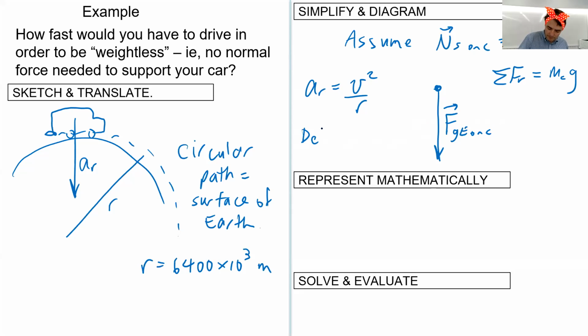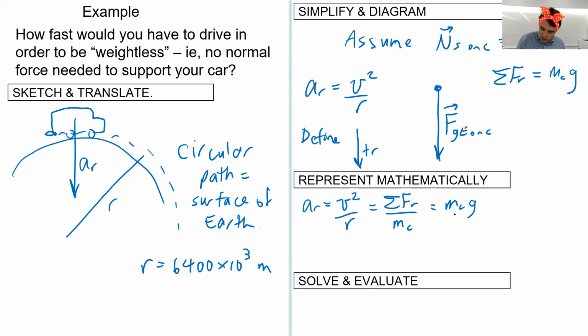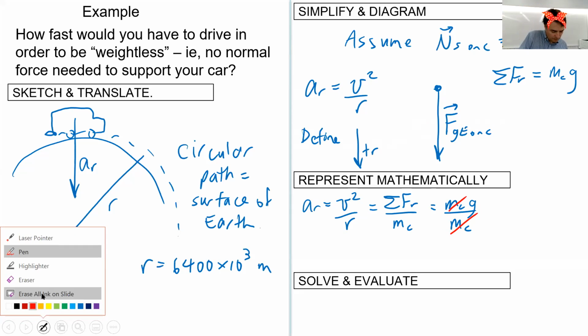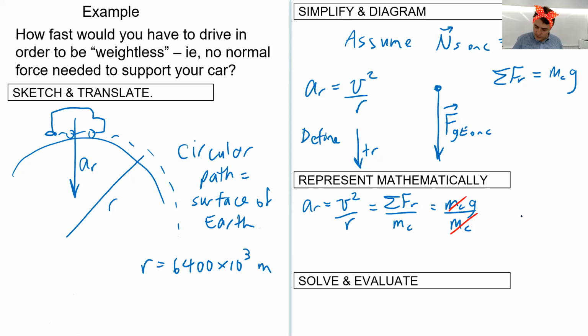We're going to define plus R as down. So to represent it mathematically, A sub R, which is equal to V squared over R, that's the net force, is equal to the sum of all the R forces divided by the mass of the car. So it's going to be the mass of the car times G, that's the sum of all the forces, divided by the mass of the car. Once again, the masses magically cancel out. And so you just get that V squared over R equals G.